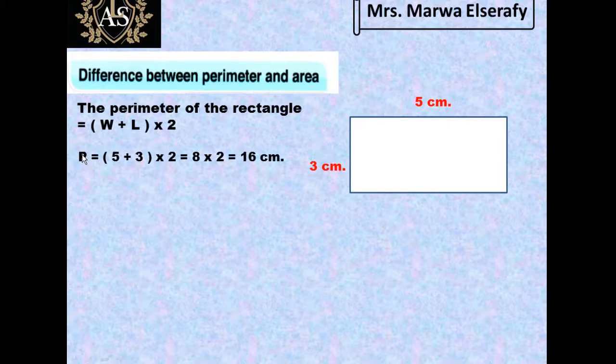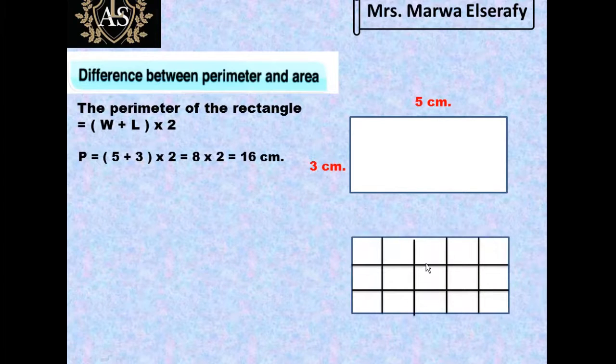This is the perimeter of the rectangle, and we abbreviate the perimeter of a rectangle by the letter P, okay? We write P for perimeter.